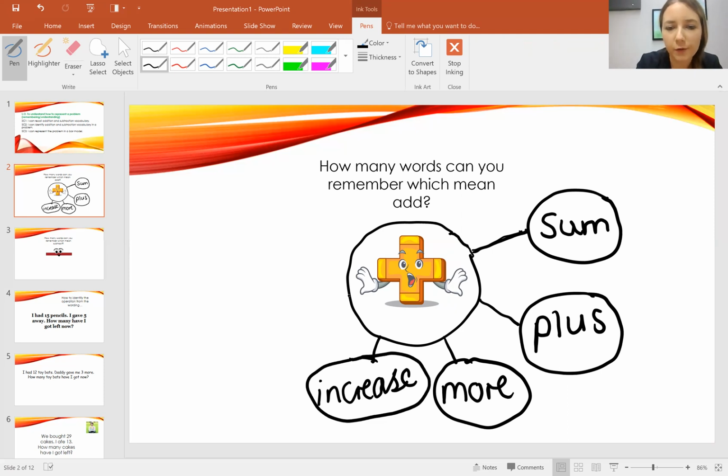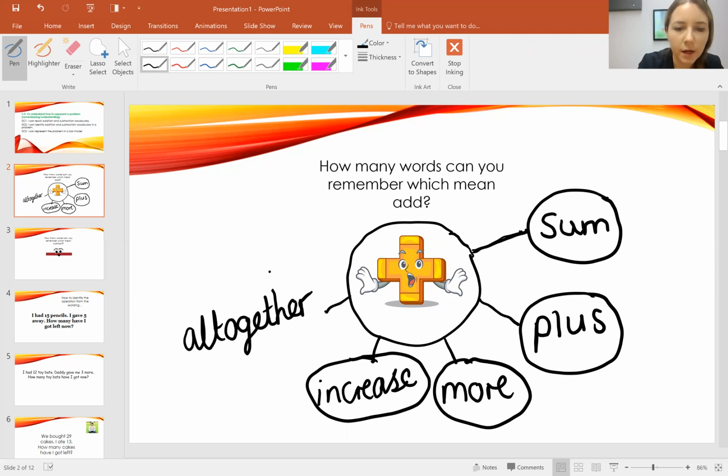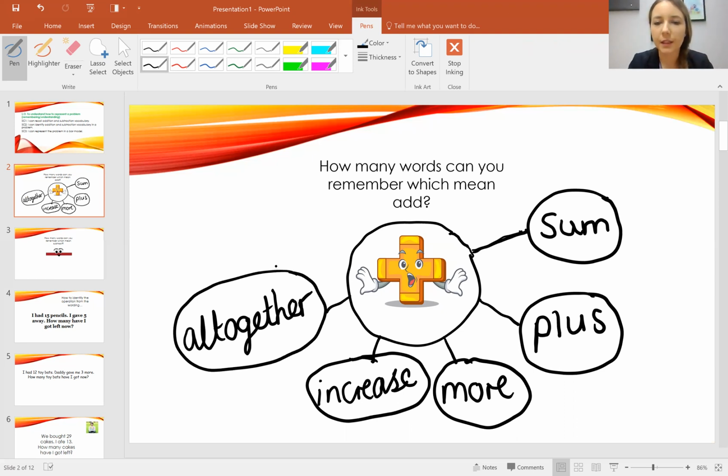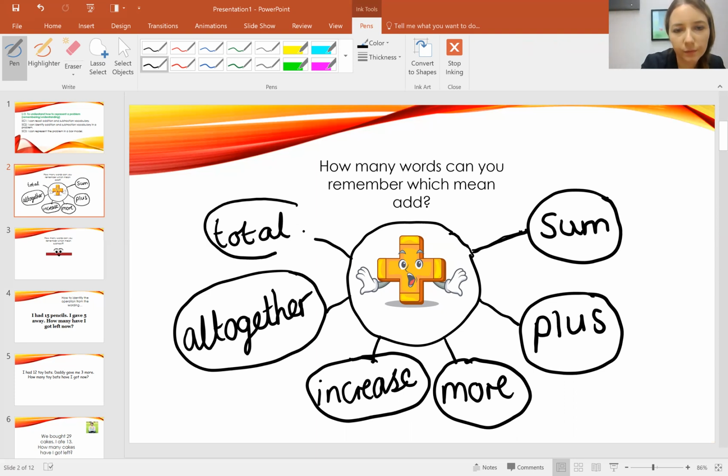It's quite hard for me to write on the screen. I'm sure that your bubble maps look much neater than mine. Altogether, so if you are adding something, then you are finding out how much you have altogether. So that's the same as total. If you are adding something, you are finding the total.